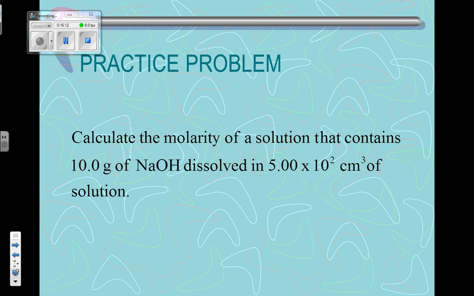All right, next problem. I love how this one is way down here. All right, calculate the molarity of a solution that contains 10 grams of sodium hydroxide dissolved in, okay, first of all, I probably should change this. Why would somebody write 500 like that instead of a normal person? Yeah, they wanted it to have 3 sig figs, because if you write 500 and don't have the dot, it only has 1.